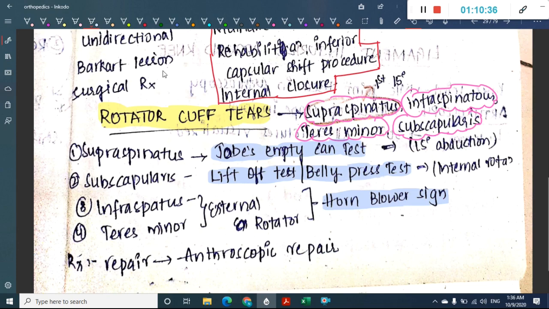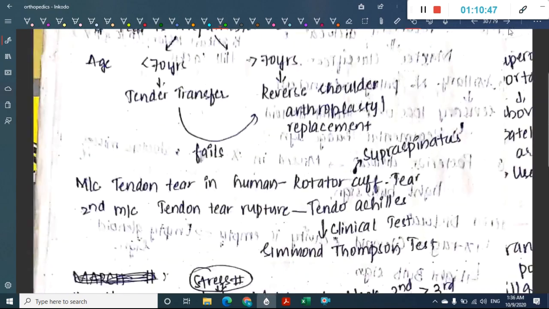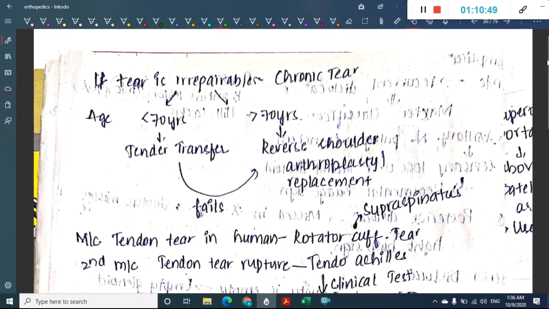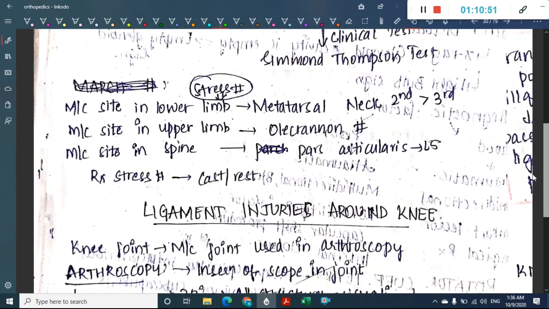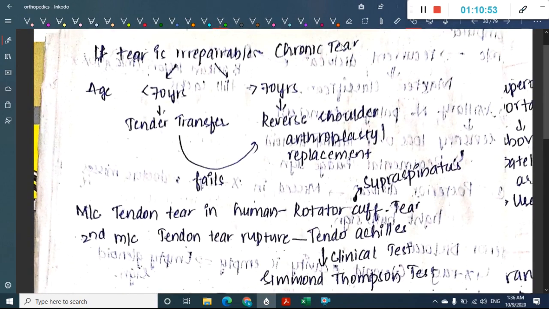So what is the treatment here? Arthroscopic repair is indicated in these rotator cuff tears. Okay, next. Then if this tear is irreparable, just think that we have learnt about rotator cuff tear. Then how you are going to approach this rotator cuff tear is important.